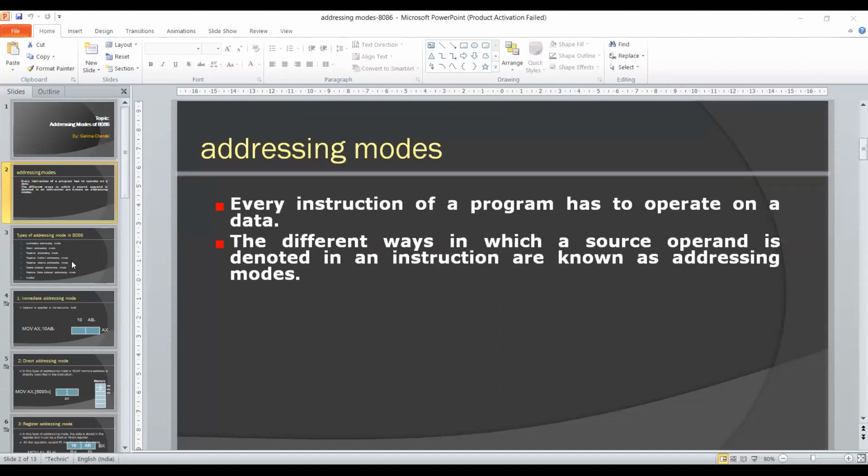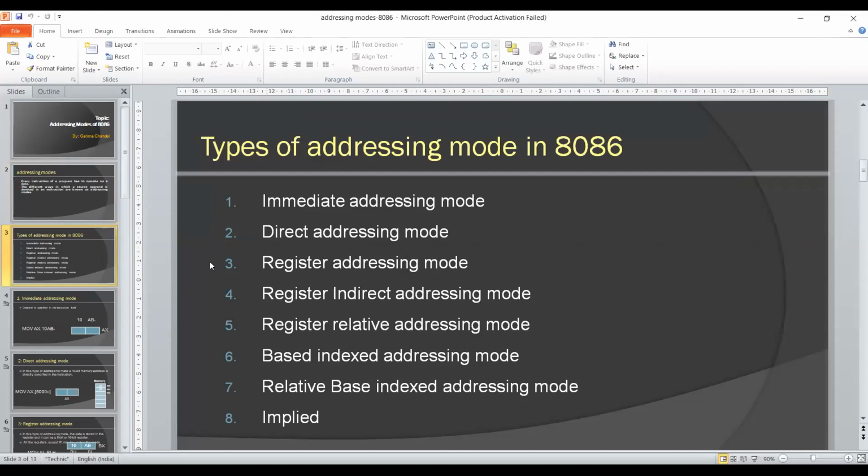Or in case of direct addressing mode, what is the case? In case of direct addressing mode, the address of the operand is given in the instruction. Very good. In direct addressing mode, the address of the operand is specified in the instruction.